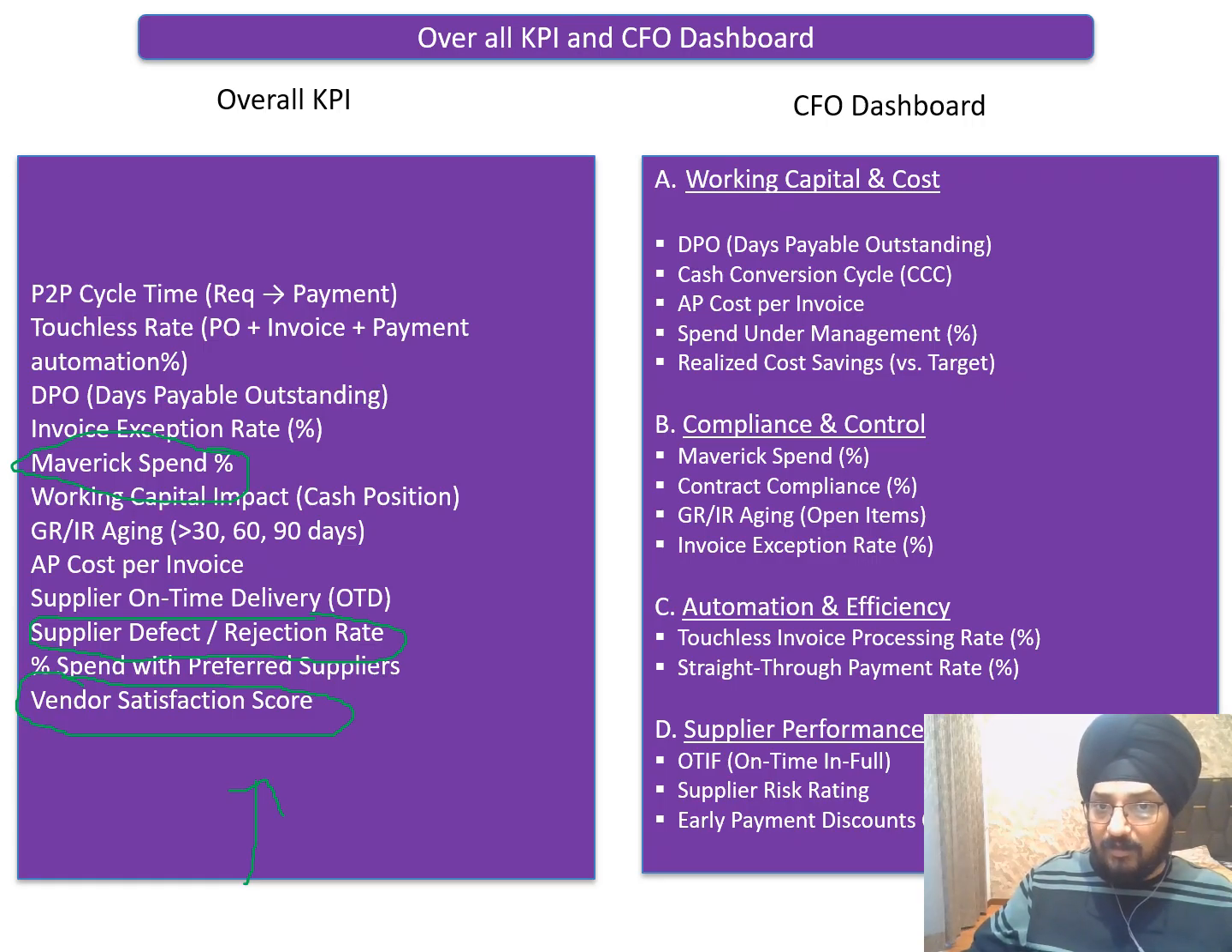And what he as a CFO wants to look at: for working capital, if he wants to evaluate the working capital and the cost of the capital, he's going to have a look at the DPO, cash conversion cycle, AP cost per invoice, spend under management, and realized cost saving. And then for compliance, he needs to ensure Maverick spend. This is again the same thing that we just discussed, to ensure that non-budgeted expenses happen in a controlled manner. Contract compliance, GRIR aging, invoice exception rates, and then on the automation and efficiency side, touchless invoice processing rate, straight-through rate, and then supplier performance: OTIF, on time in full, early payment discount, and supplier risk rating.